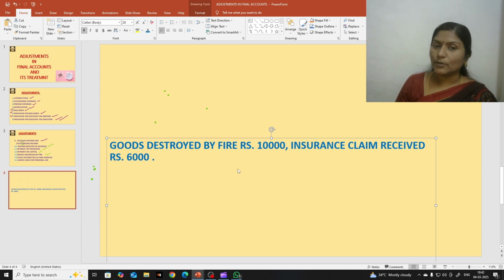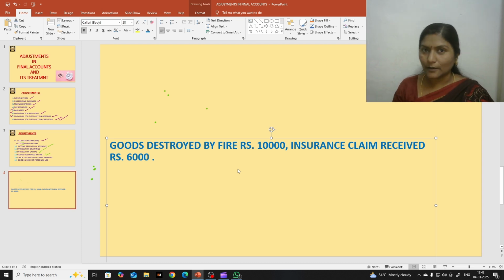Total goods destroyed by fire in the business is 10,000. So total loss is 10,000. We record first time in trading account credit side. We write like this: by goods destroyed by fire 10,000. Next, still how much loss we have after receiving insurance claim? 10,000 minus 6,000, 4,000 loss is there. That we record in profit and loss account debit side. What we write? To goods destroyed by fire, 4,000 rupees.